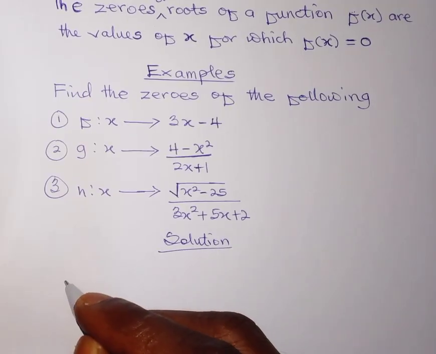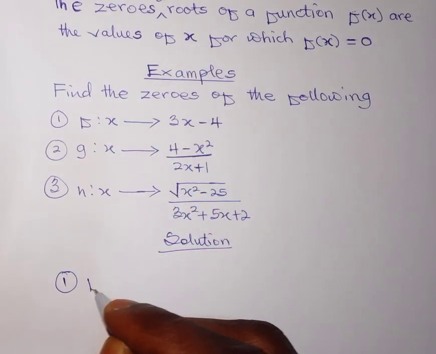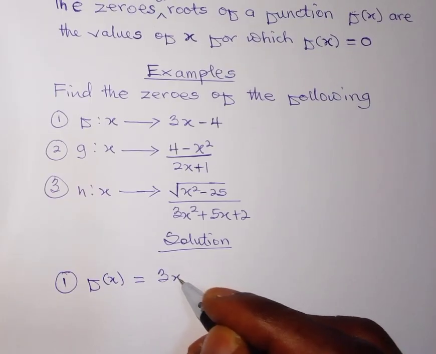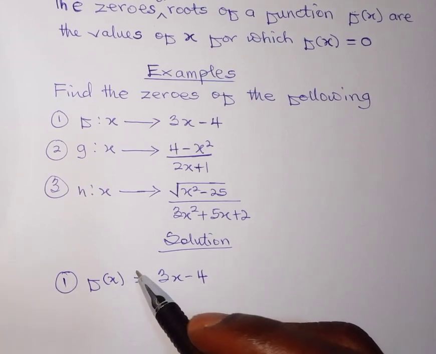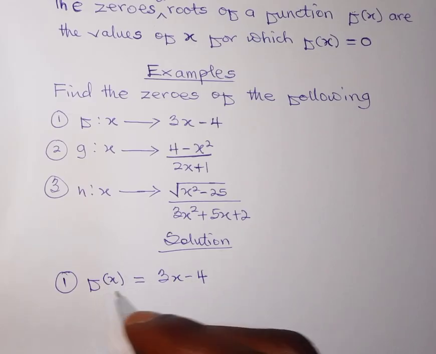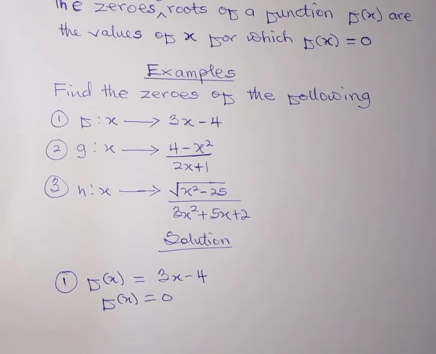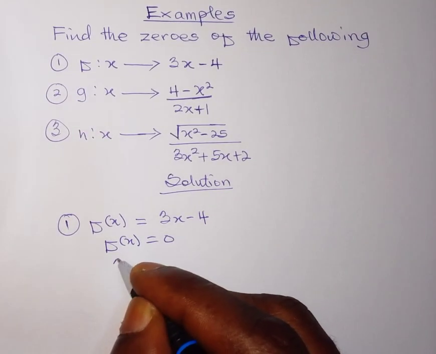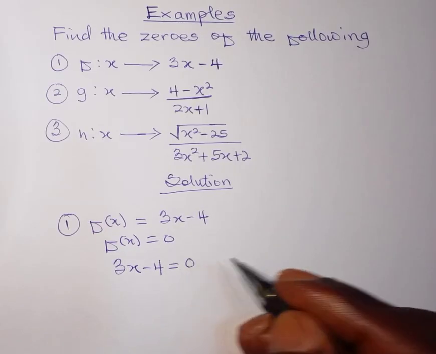Now this is what is given. I can also rewrite it as f at x is equal to 3x minus 4. So when we say find the zeros, all that you need to do is just equate the function to 0. That is, for zeros of a function, it means f at x is equal to 0. Then you solve for your values of x. So I will just write 3x minus 4 is equal to 0.